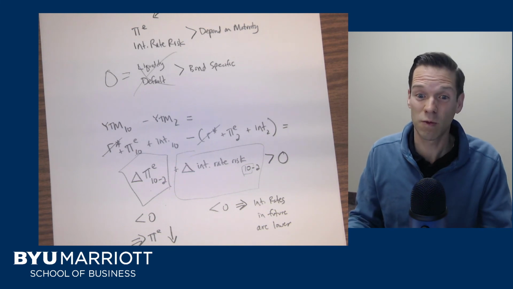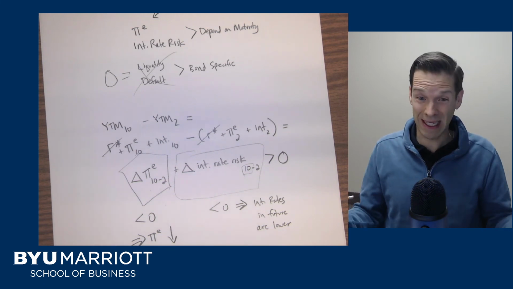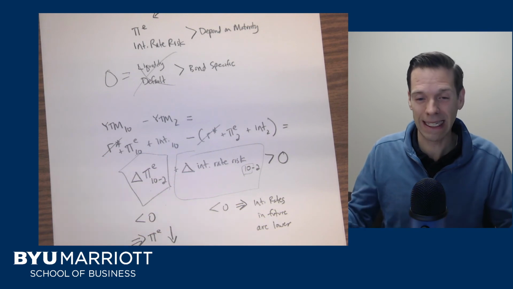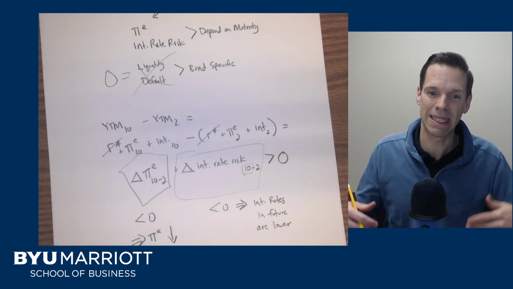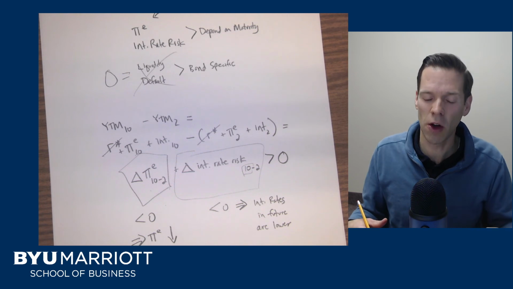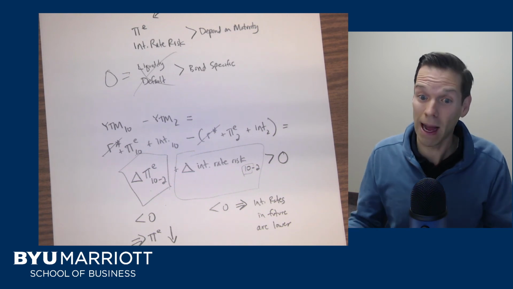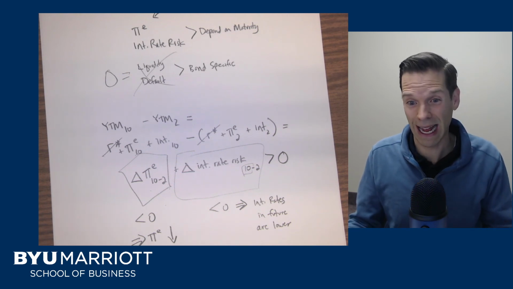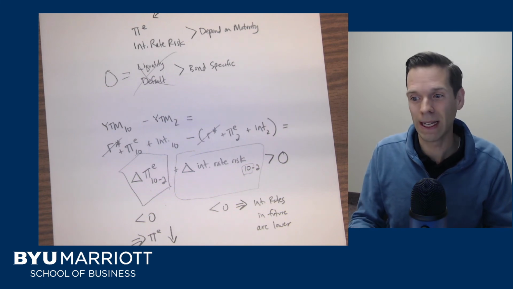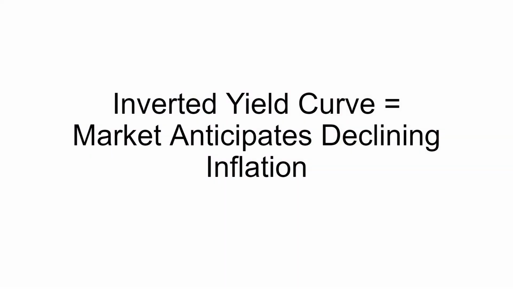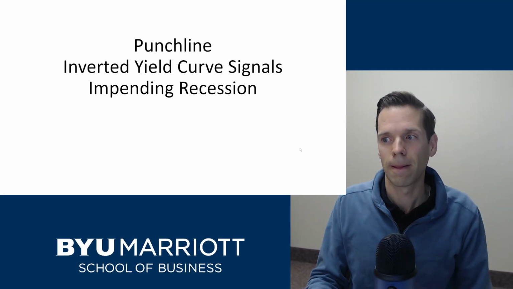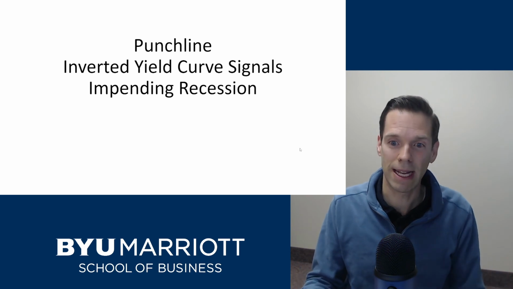Well, when does inflation go down? When do prices fall? Not in good times, right? In good times, we see prices increasing as business activity increases. When do prices fall? They fall when no one's buying anything. When does that happen? Only in recessions. So the punchline: a negative term spread or an inverted yield curve suggests that markets are anticipating declining inflation or an impending recession.